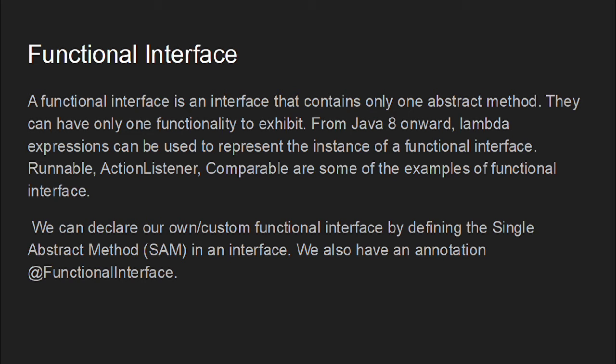There are many functional interfaces such as Runnable, ActionListener, Comparable, etc. You can create your own custom functional interfaces as well. The only condition is that there can be only one abstract method. You can give a method definition inside your interface, and that would not be counted towards the one abstract method because it has a definition.